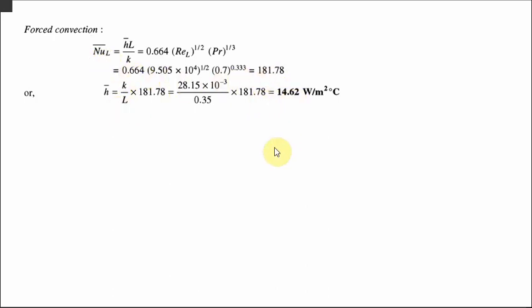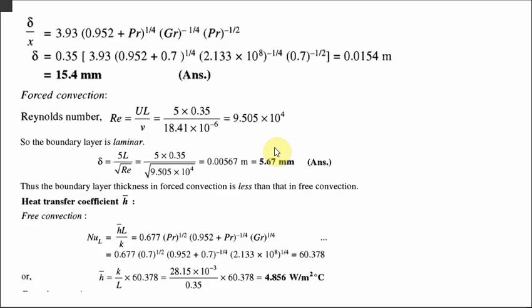From this problem, two things we can understand. One is how the problem methodologies differ in forced convection as well as natural convection.